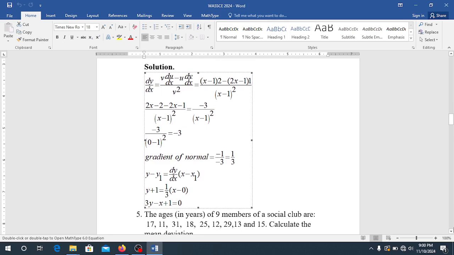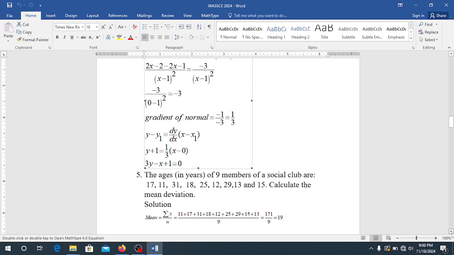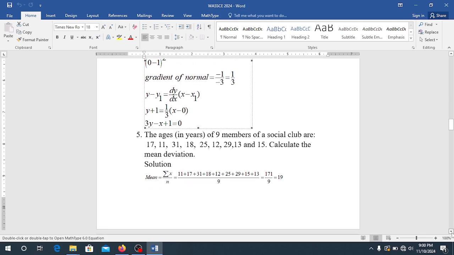Okay, thank you. Question 5. The ages in years of 9 members of the social club are 17, 11, 31, 18, 25, 12, 29, 13, and 15. Calculate the mean deviation. So with mean deviation, we first start with the mean. The formula is this, with a frequency table, that it will give us 19.